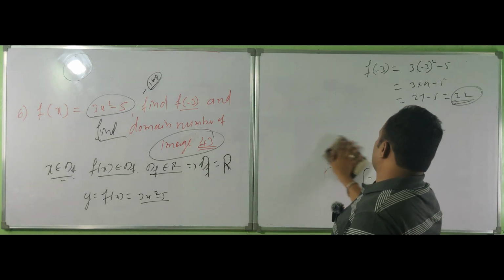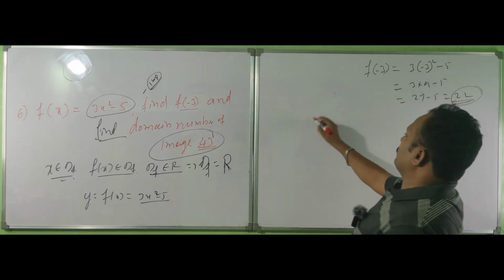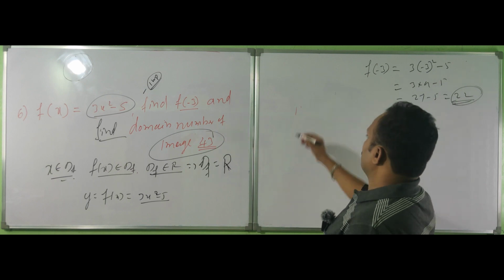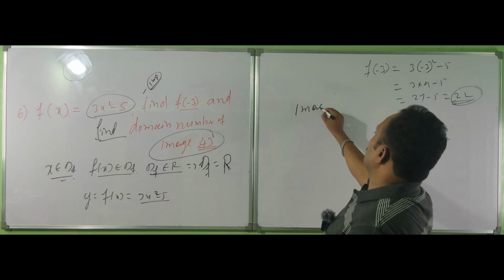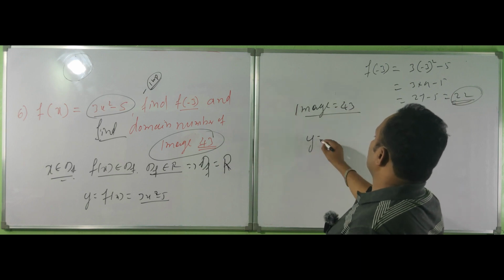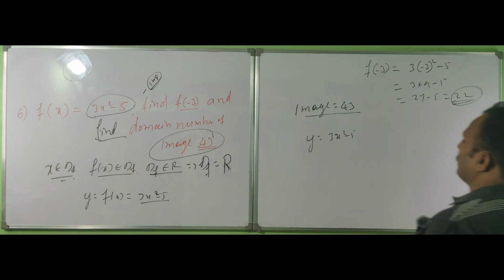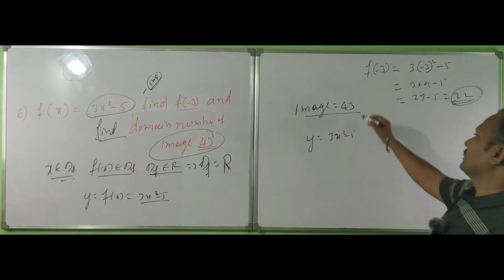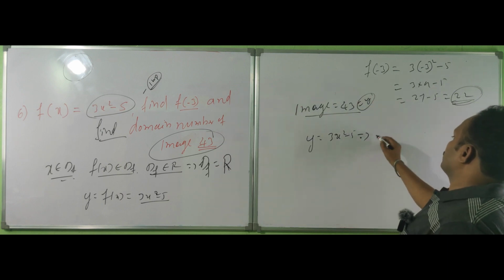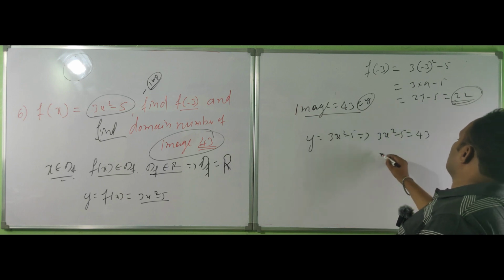Next question. What is given? The given image is 43. Means y is equal to, you can write, 3x square minus 5. They have given y, this is the y image. This implies that 3x square minus 5 is equal to 43.